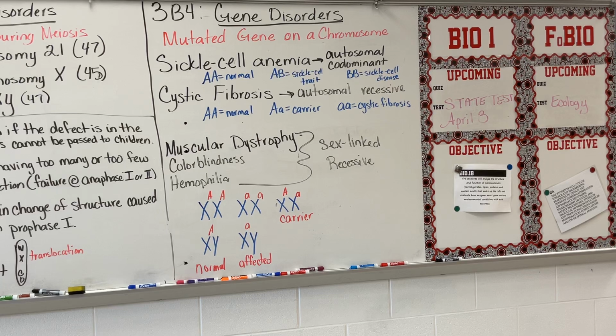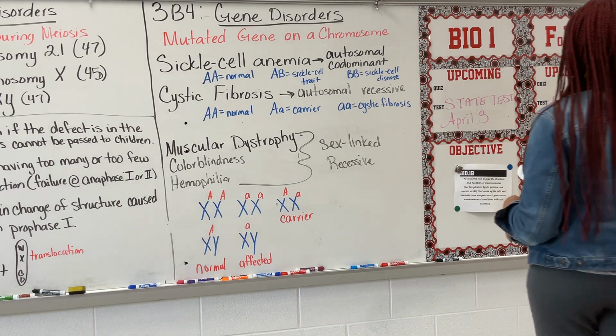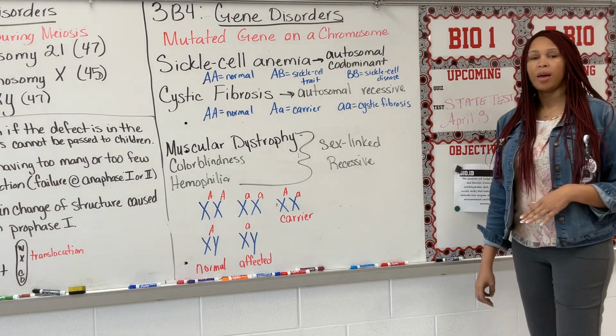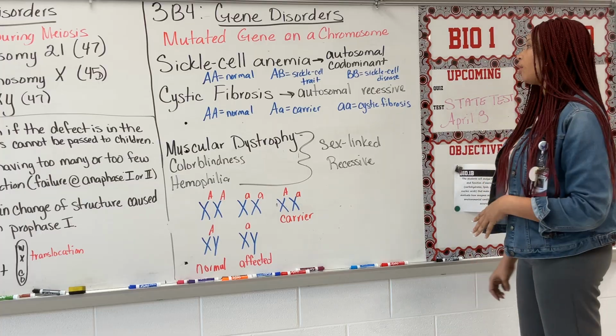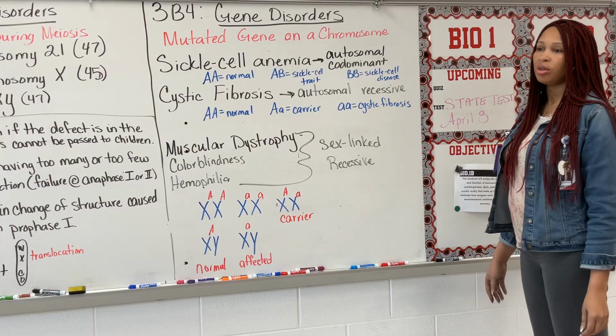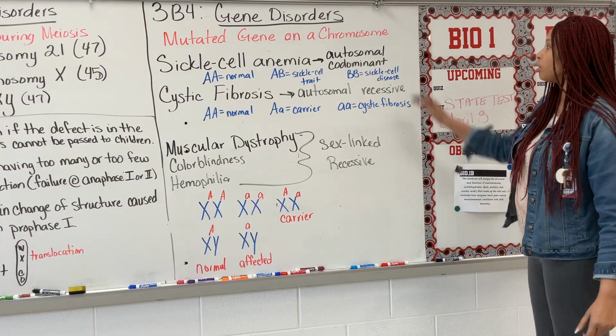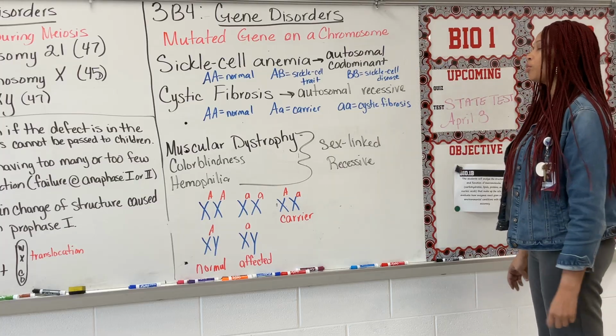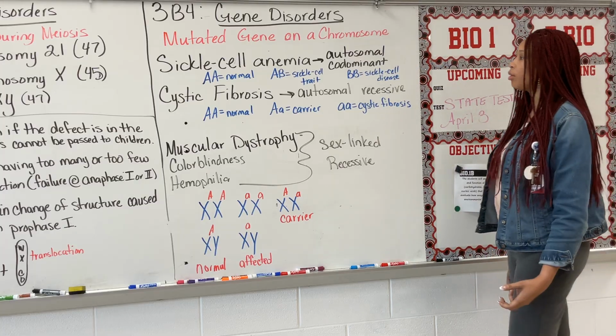All right, so we're back with 3B4, and 3B4 is going to look at gene disorders. Now, just like chromosomal disorders, gene disorders can only be passed from one generation to the next if it happens in the gametes. Remember, mutations that happen in somatic cells are not passed on to offspring. The only mutations that are passed on are the ones that happen in the gametes. So this would have occurred during meiosis. That's when you inherit your traits from your parents.